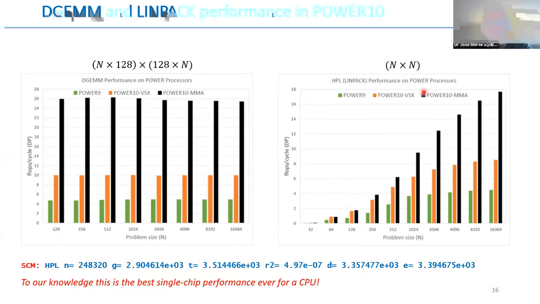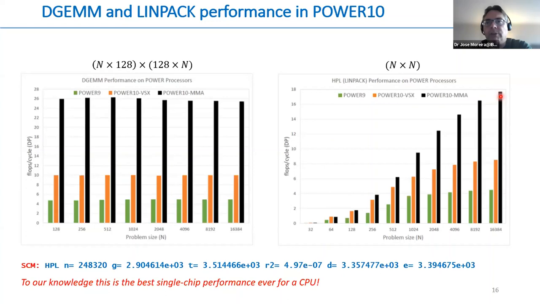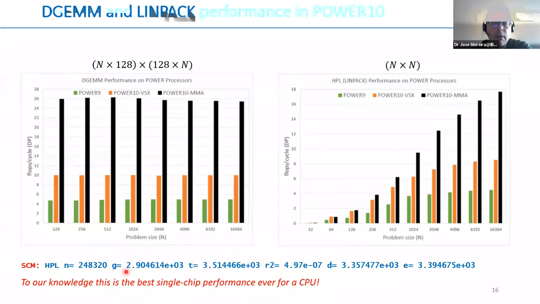It's maybe around 2x, maybe a little bit less than 2x over POWER9. And then another 2x from using the matrix unit on LINPACK. Our best run on a single chip module with LINPACK is here. This is 2.9 teraflops out of a single chip module, CPU-only code. To the best of our knowledge, it's the best single chip performance for a CPU.